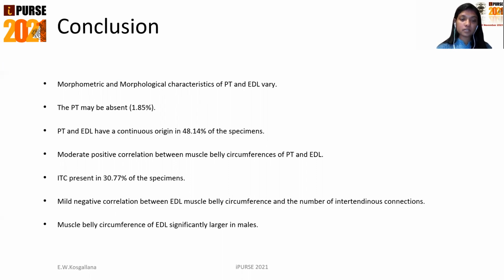Intertendinous connections were present in around 30% of the specimens. A mild negative correlation was found between the EDL muscle circumference and the number of intertendinous connections. The muscle belly circumference of EDL was significantly larger in males.